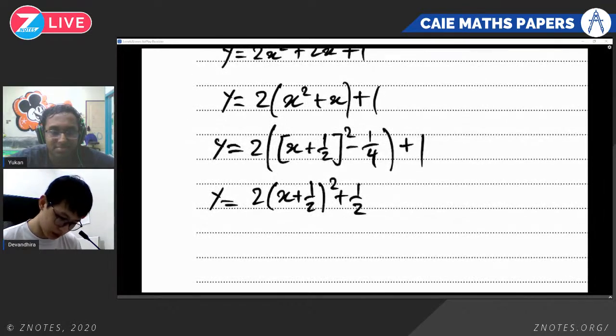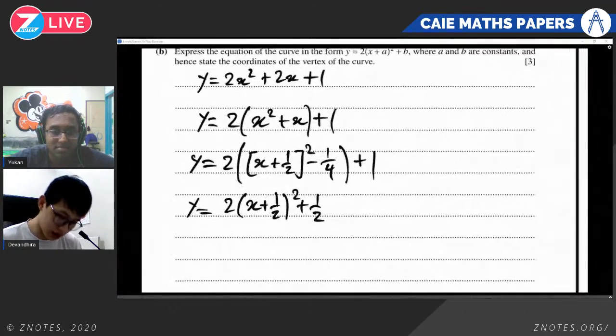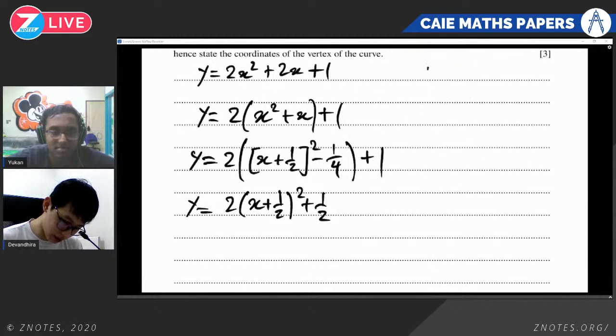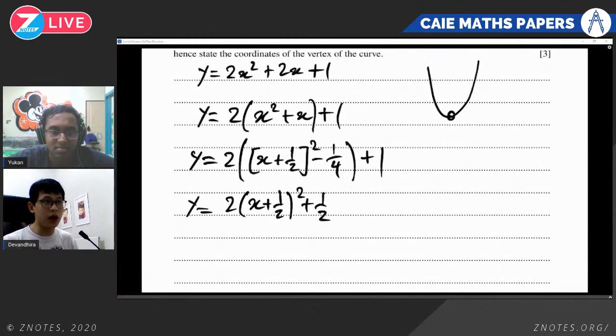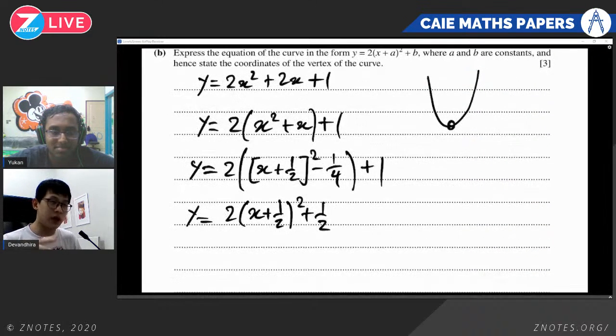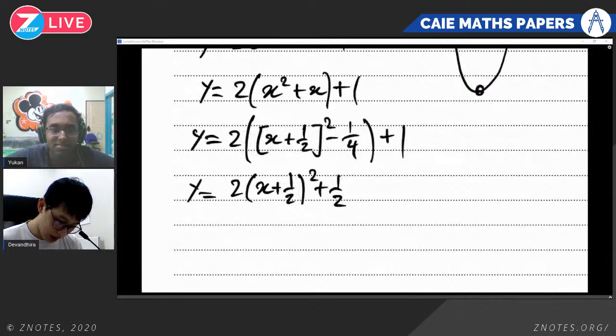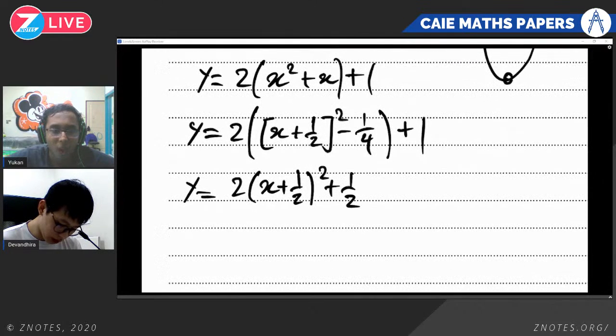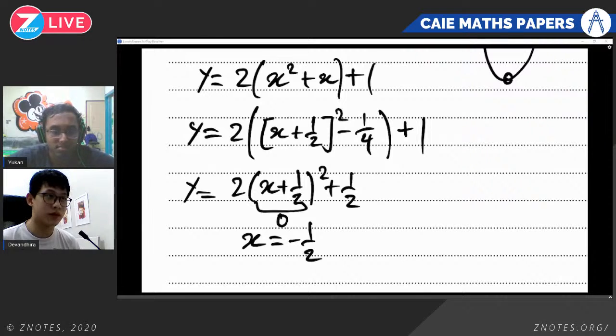Now that we already have it in the form, we have to look for the vertex of the curve. So if you remember what a vertex means, this is a quadratic, so the vertex will be at the minimum or the maximum. In this case, it's a minimum because the coefficient of the x squared is positive. Agree? Yep. Okay. That means it can only occur when x is negative half. Why? When you put negative half here, this part will be 0. If you put anything other than negative half, you will not get 0. You will get something greater than 0.